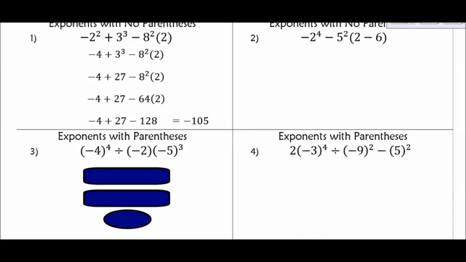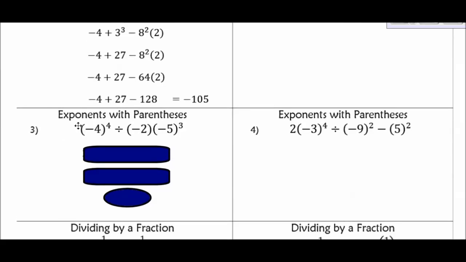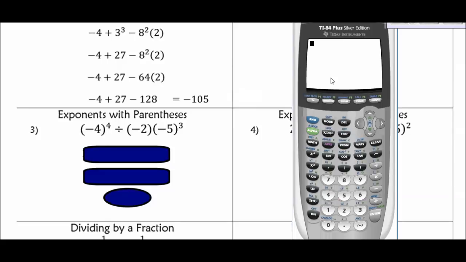I really want you to compare that to the next problem. Now we have exponents that are outside of parentheses. So we have negative 4 in the parentheses, and then raised to the 4th power. That entire negative 4 is going to be raised to the 4th power. So on this calculator, I'm going to show you how you would type that in. We have negative 4 in parentheses. Make sure you use the negative sign, don't use the minus sign.